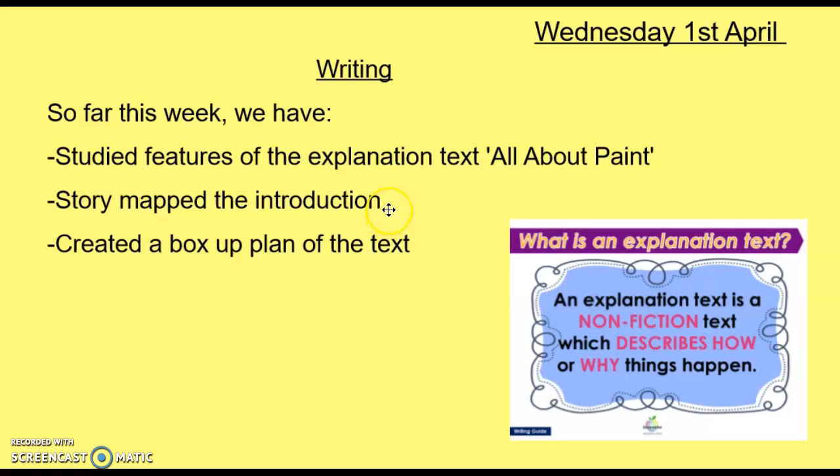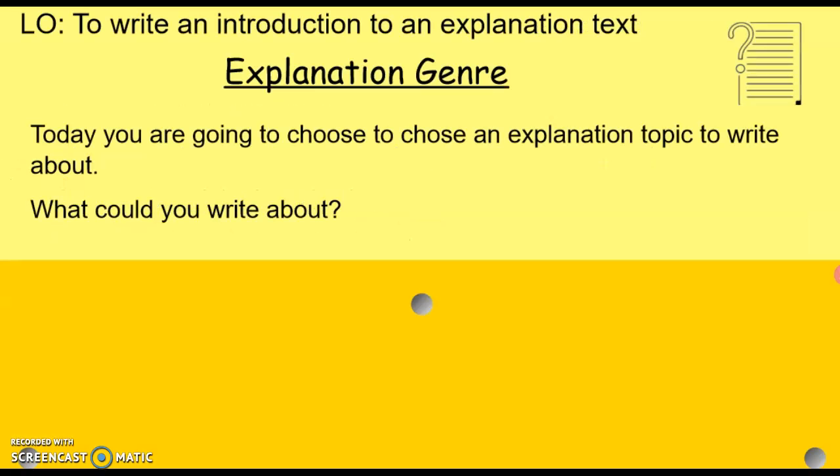We've story mapped the introduction with symbols and pictures, and you have created your own box-up plan for the text. So yesterday you selected the key information from the text and you summarised it to pick out the most important things, and then you summarised it in your own words. So today we are going to be learning to write an introduction. You are going to write your own introduction to an explanation text.